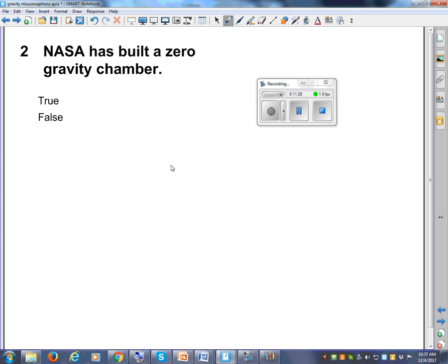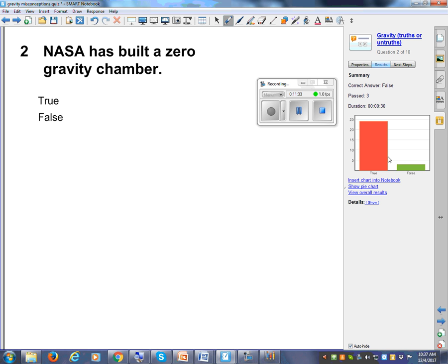NASA has built a zero-gravity chamber. Well, that is false. How are we supposed to know that? Remember, these don't count for anything. It's just getting me started thinking about gravity.